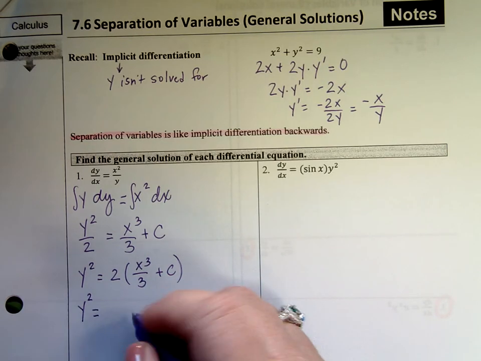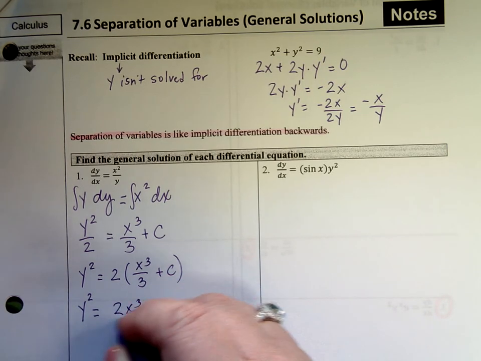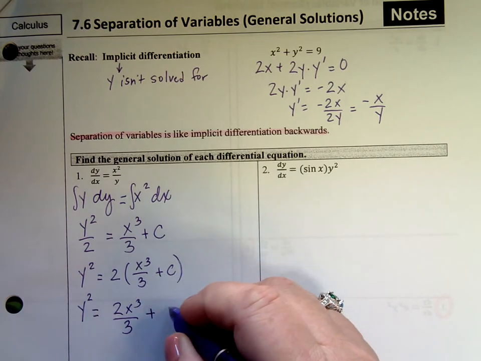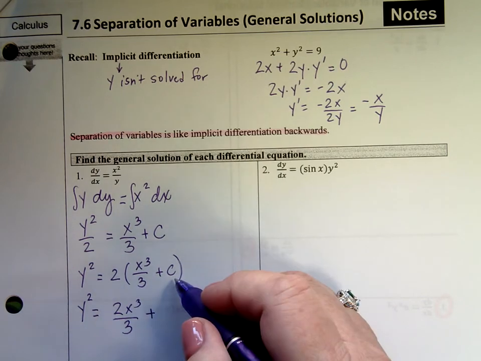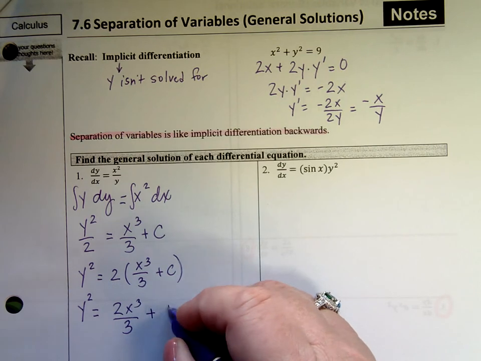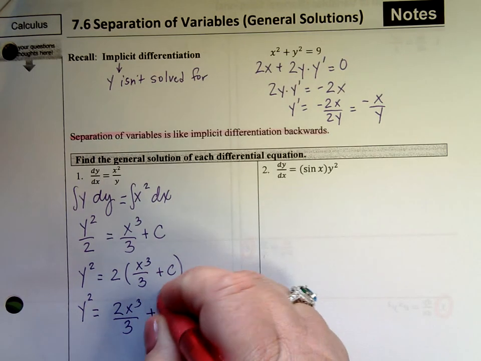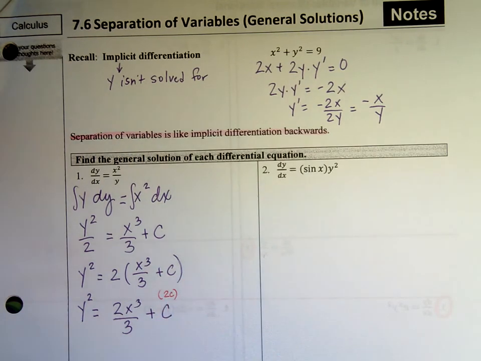y squared equals, this would be 2x cubed over 3, 2/3 x cubed, plus technically 2 times c. Well, 2 times some constant is still a constant, so the 2 actually kind of disappeared. So maybe I'll put it in little red parentheses. It really represents 2c, but it doesn't really matter. It's still a constant of some sort.